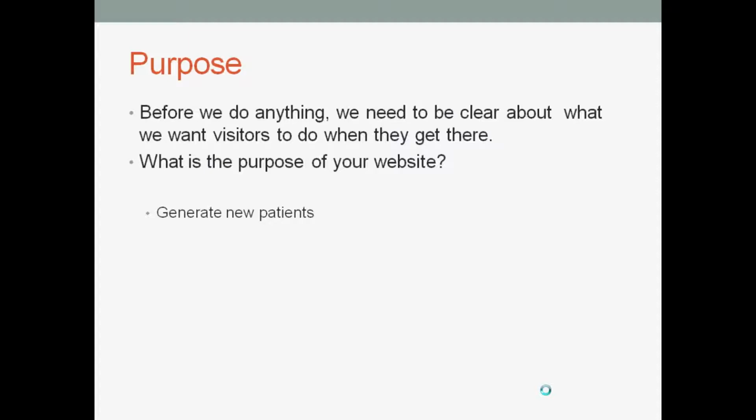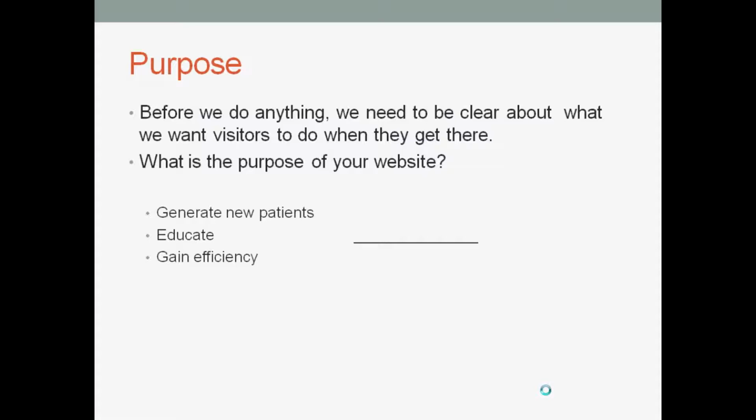Another option might be to educate patients or the community at large. It's laudable. Another might be gain efficiency. So how can we use a website to gain efficiency? The simplest version I can think of is we can let people download their forms on the website instead of waiting till they get to the office and filling out all those forms, a copy of them could be available on the website for download.